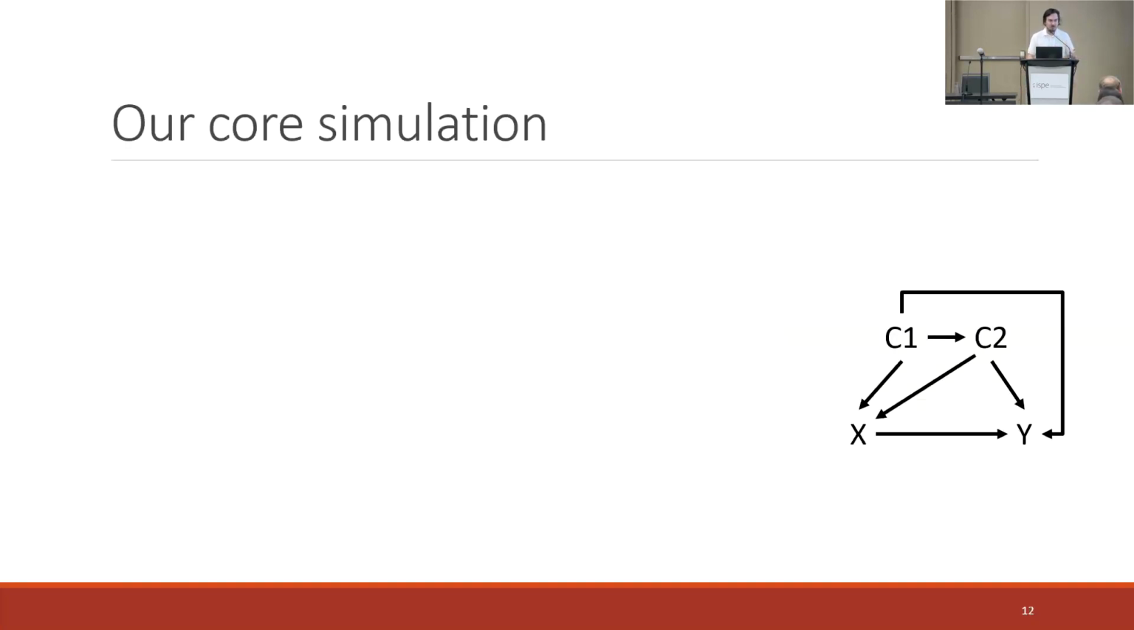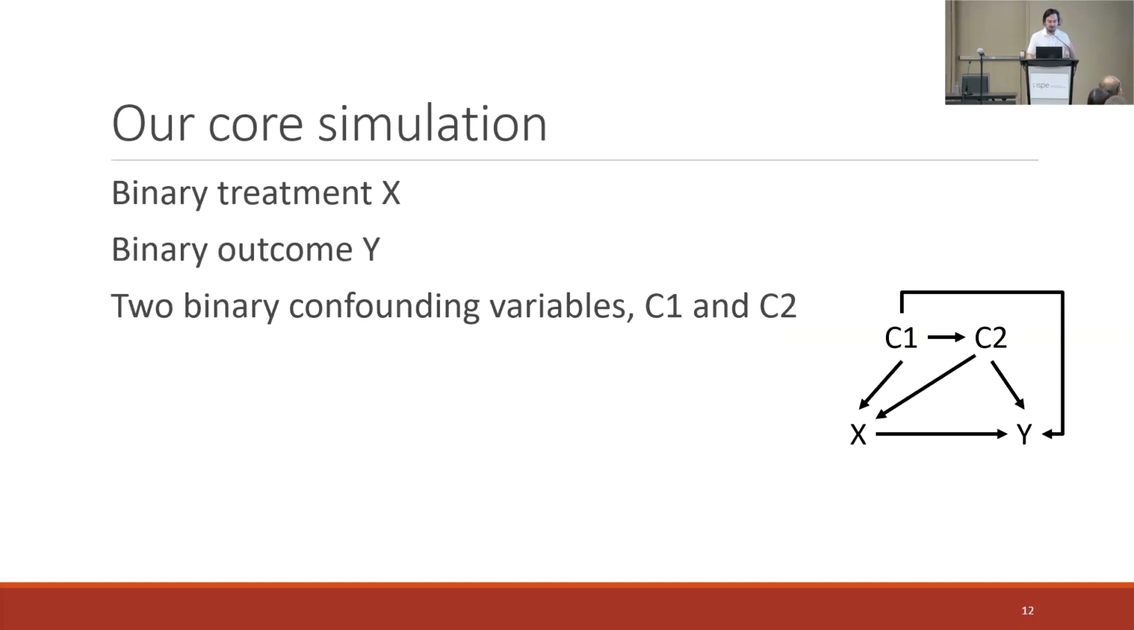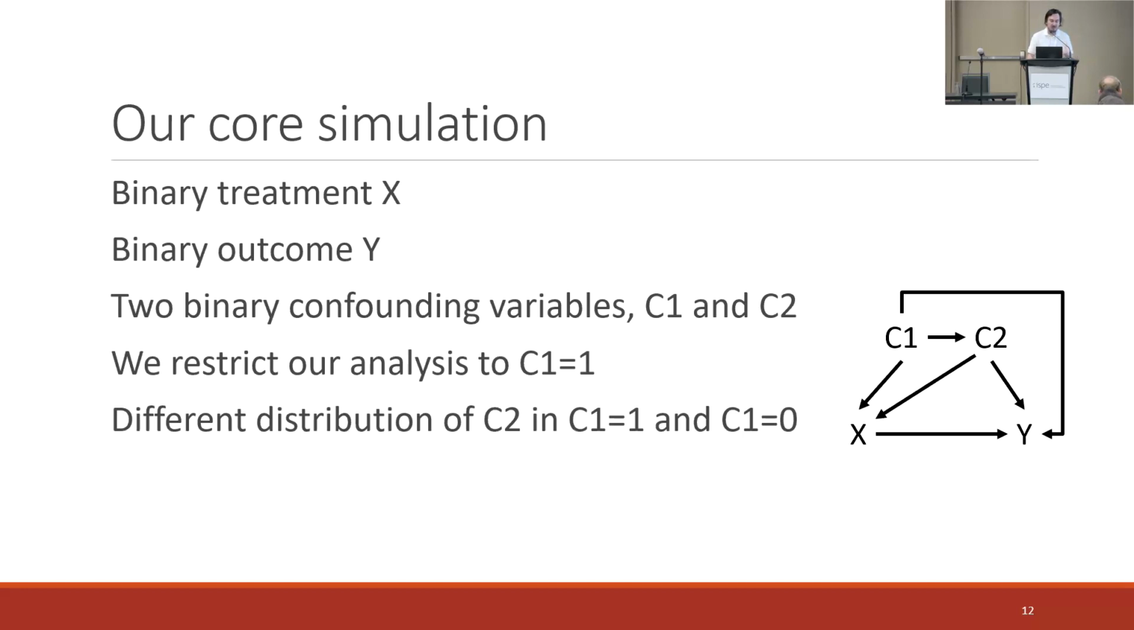So our core simulation was really very simple. We have this binary treatment X, this binary outcome Y, two binary confounding variables C1 and C2, and then we restrict our analysis to people with C1 equals 1. So the idea is we think that there's less confounding within the level of C1 corresponding to C1 equals 1. There's also different distributions of C2 in C1 equals 1 and C1 equals 0. You can see that because there's the arrow on the graph representing a causal effect of C1 on C2. So you'd expect to see different distributions of C2.